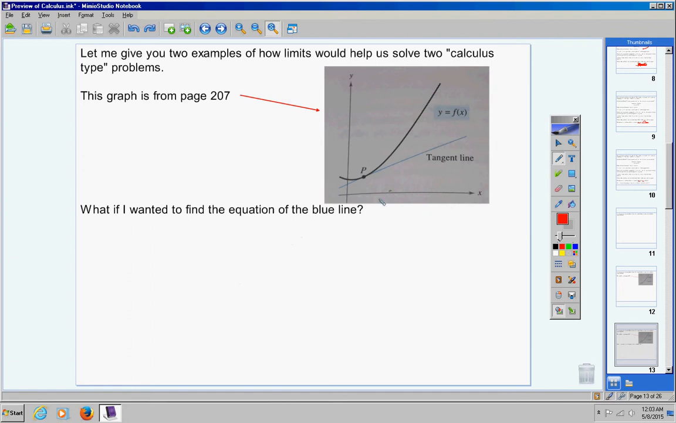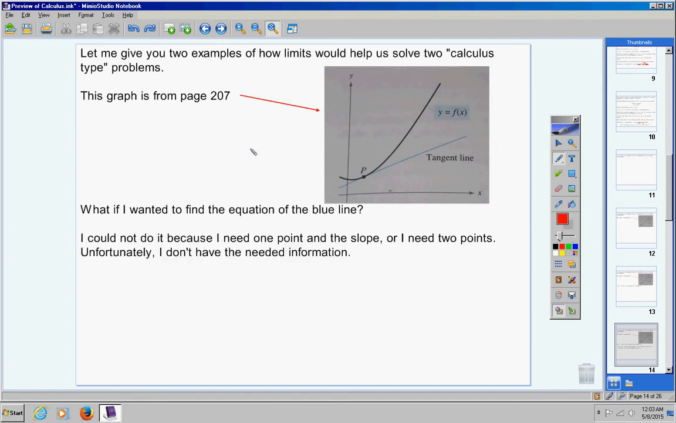But what if I asked you to find the equation of the blue line? I could not do it because I need 1 point. Here's 1 point, and the slope, I don't have the slope. Or I need 2 points, 1 point here and another point here, and I don't have that. Unfortunately, I don't have the needed information to allow me to find the equation of the blue line.